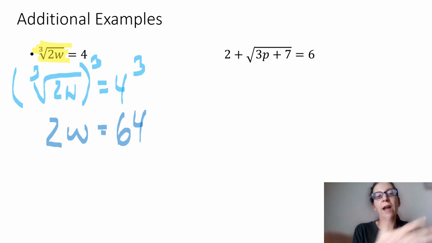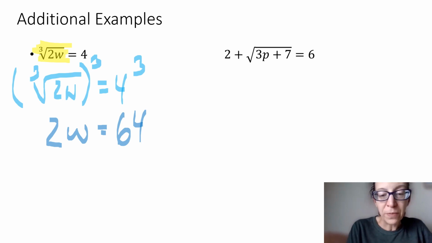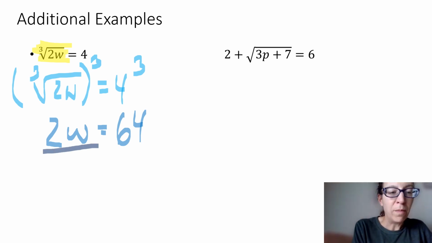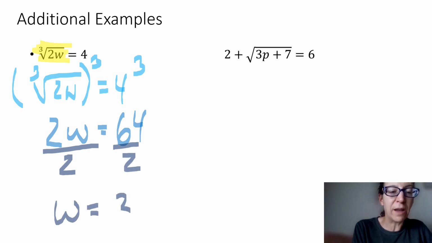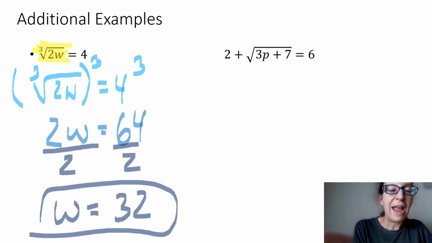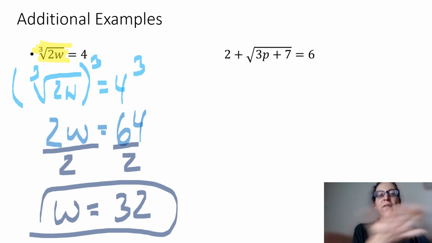So we have 2 times w is equal to 64. I would undo multiplication with division, and so we end up with w is equal to 32, and I have the value of the variable that will make the equation true.